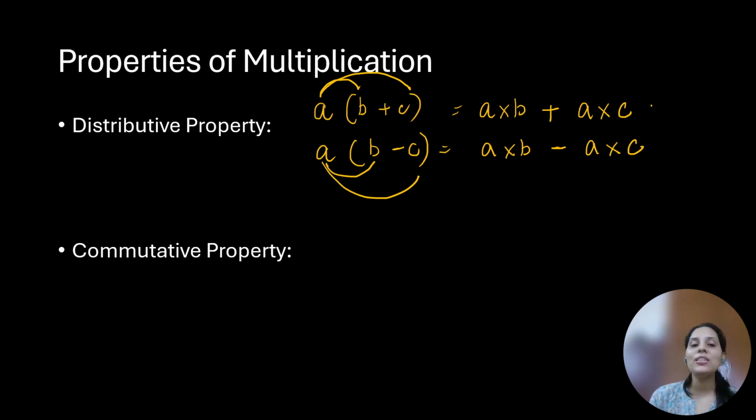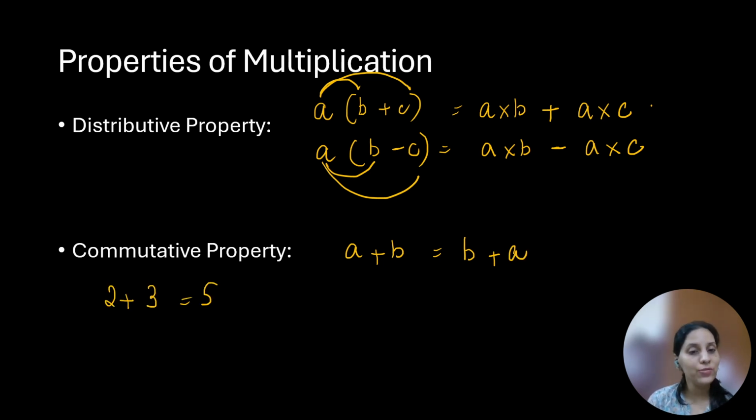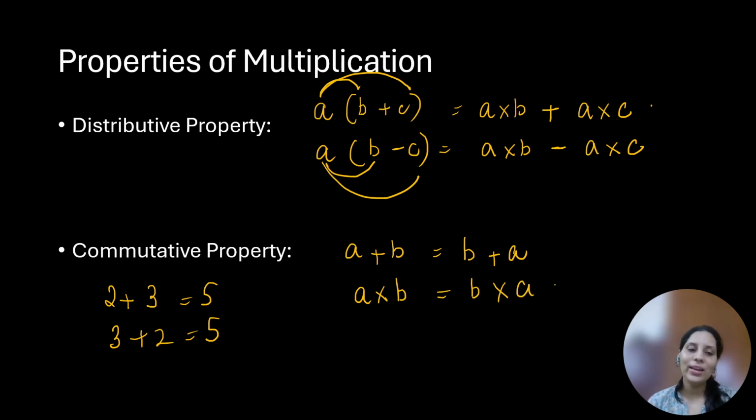Next is commutative property. Commutative property is a plus b equals b plus a. For example, if I have 2 plus 3, I get 5. But if I interchange, 3 plus 2, I still get 5. So in addition, even if you change the position, the answer doesn't change. Same with multiplication, a into b is equal to b into a.